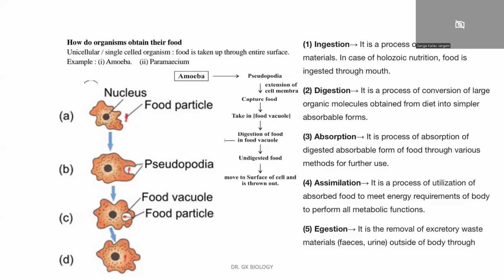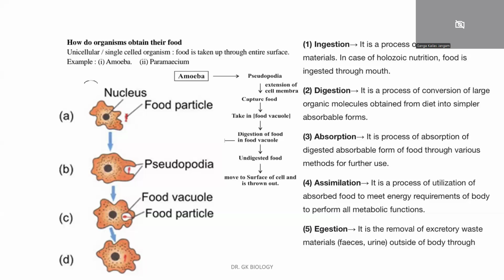What is the next process? Digestion. Whenever the food is taken in through the pseudopodia inside the amoeba, it creates a food vacuole. You can see in picture C, inside the amoeba, a food vacuole is formed, and inside it we can see food particles. Now, what do we mean by digestion? Digestion is the process of conversion of large organic molecules into simple ones. It is the breakdown of complex substances into simple substances.